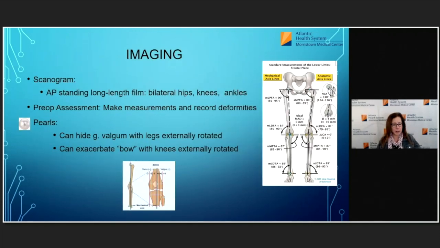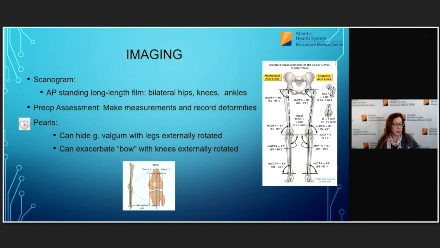Imaging for these patients includes performing a scanogram, which is a long film to include hips, knees, and ankles. And we make measurements off of these x-rays to see where the deformity is coming from. Is it from the knee? If it's from the knee, is it from the femur? Is it from the tibia? Or is it from the ankle?